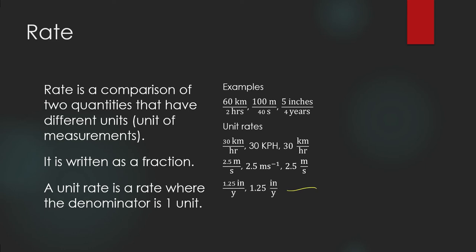This is your growth rate in height. In 4 years, you grew by 5 inches. As a unit rate, you just divide 5 by 4, and it is equal to 1.25. So this is your growth rate in height: 1.25 inches per year.